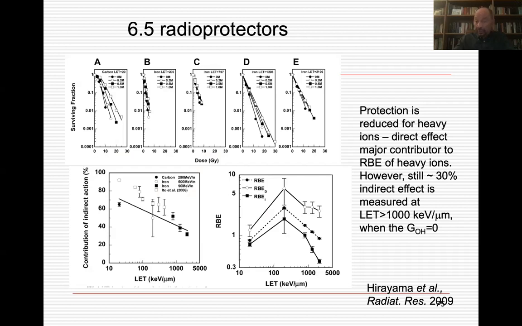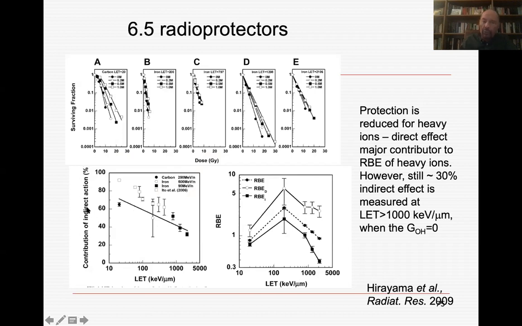therapy. Radioprotectors, as I said, this is also something we saw. You would expect that there is no protection at all from radioprotectors when you go to high LET. And going back again to the data of Hirayama that I showed you in the previous slide, now if you change the LET, and you see it here, the impact is much reduced.